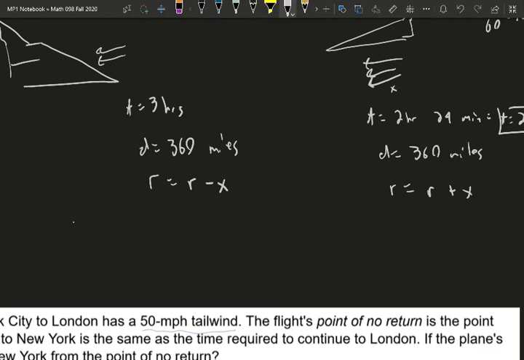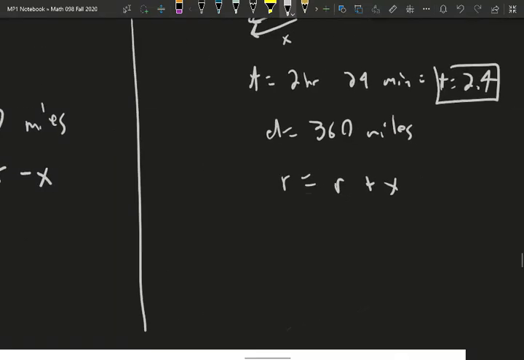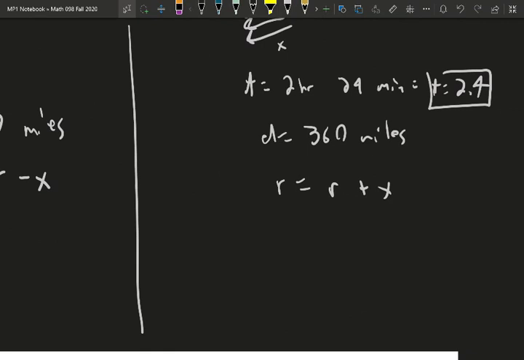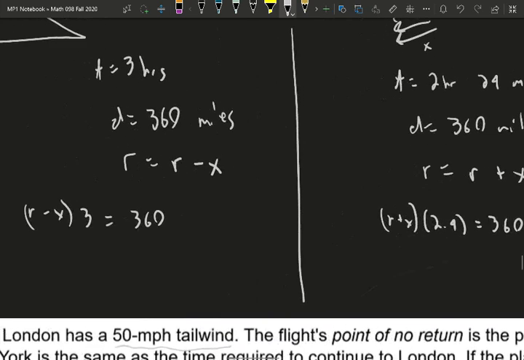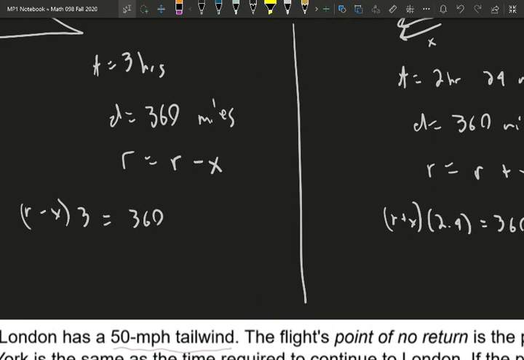So we'll go ahead and say that rate times time equals distance. So R minus X times the time, which is 3, equals the distance, 360. And in this one, this rate, which is R plus X, times the time, which is 2.4, equals the distance, which is 360. Okay, no problem. So a couple ways you can think about that. You have a couple options. One way is solving for R minus X and R plus X, and then doing it as a system of equations.